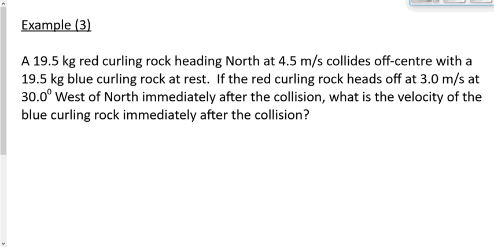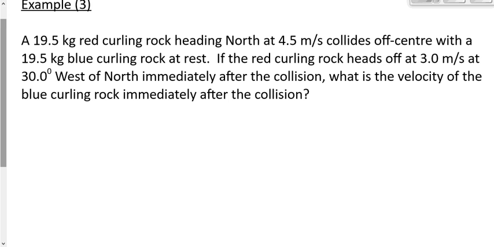Let's draw this out here. We have a red curling rock that's going north at 4.5 meters per second. I'm not going to bother writing in the mass here because it's the same for each curling rock, okay? I'm just going to clutter the diagram up just a little bit less. If it was different masses, then I'd want to be sure to put that in there so I'd keep them straight. But since it's the same mass, if I happen to mix them up, red and blue, it doesn't really matter, right? Because it's the same thing. The blue curling rock is initially at rest.